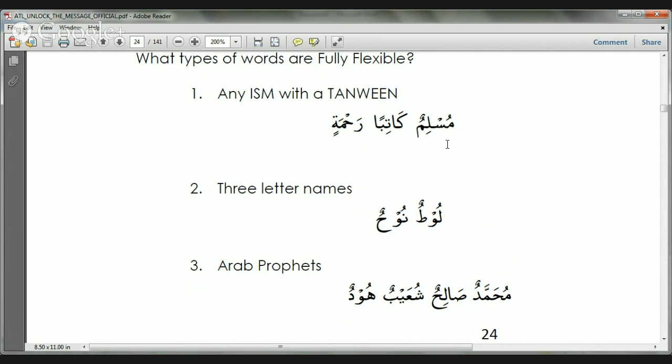Remember I mentioned what? A word is considered fully flexible if what? If it has tanween, by default. And I said what? A word has tanween by default. A word is heavy unless proven light. Right? A word is heavy unless proven light. When a word has tanween, it's considered heavy.